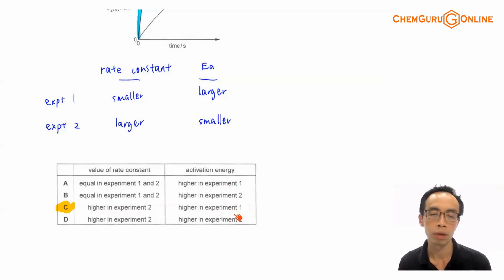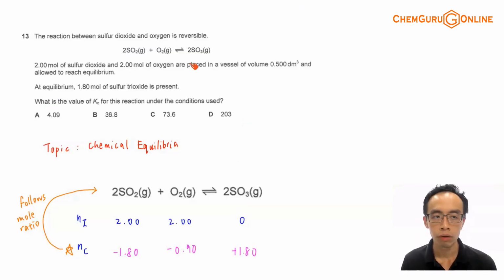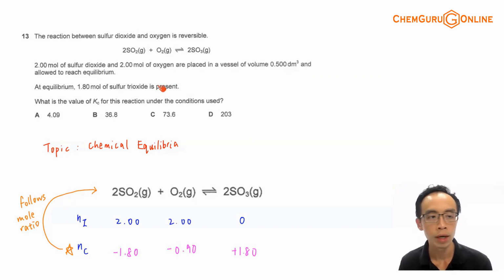energy for experiment 1. Question 13, reaction between sulfur dioxide and oxygen is reversible. Equation is given here. 2 moles of sulfur dioxide, 2 moles of O2, placed in a vessel of volume 0.500 dm cube and allowed to reach equilibrium. At equilibrium, we have 1.80 moles of sulfur trioxide present. What is the value for Kc under the conditions used?